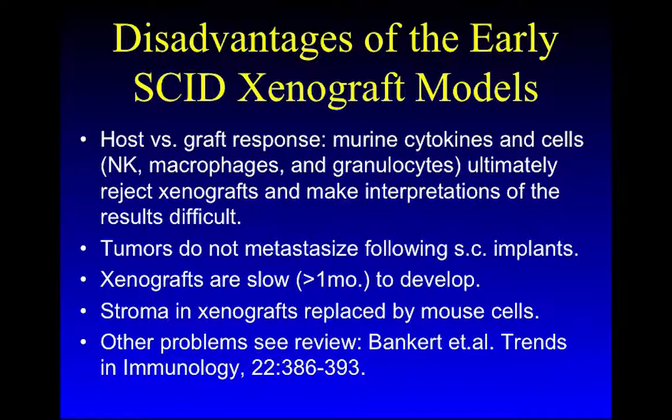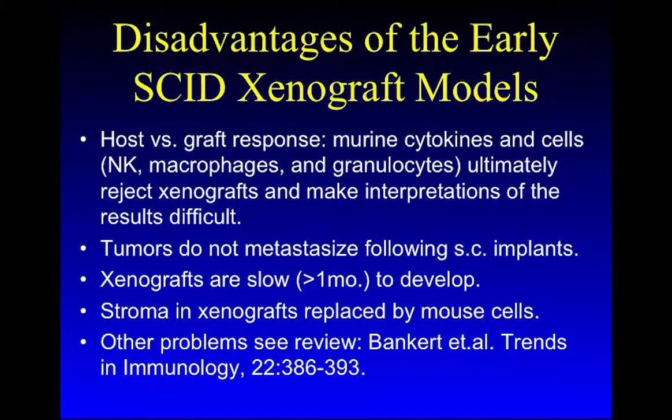It's over a month, and I tend to be a short-run hedonist. I like to see things rapidly. The stroma in the xenografts are replaced by mouse cells eventually, and we'll show you how that happens actually within a matter of 6 to 8 weeks. There are other problems that have been reviewed in a paper. If you're interested, you can go and look at that. But there are a lot of disadvantages that we have to deal with, and we're looking to try to overcome those disadvantages, and some of them have been overcome.